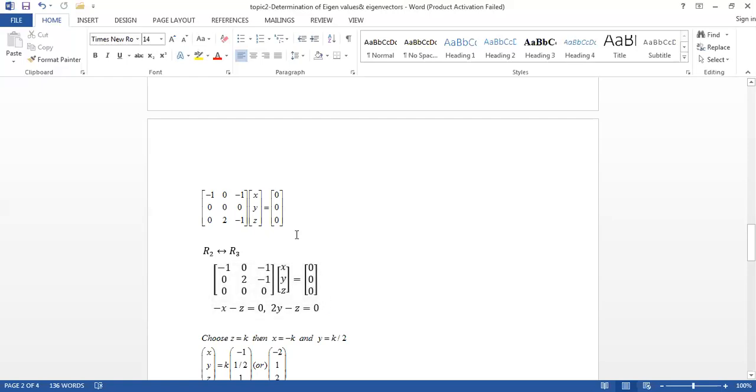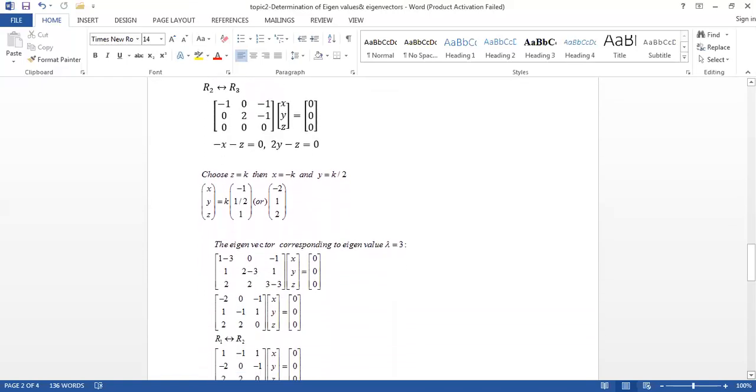Here also the rank is 2. So we have to assign arbitrary values for n minus r, equals 3 minus 2, equals 1 variable. Assign an arbitrary value for any one variable. So assign z equals k. You can assign x equals k also. Choose z equals k, then x is minus k and y equals k by 2. So the eigenvector is x equals minus k, y equals k by 2, z equals k. So (minus k, k by 2, k) is the eigenvector corresponding to eigenvalue lambda equals 2.